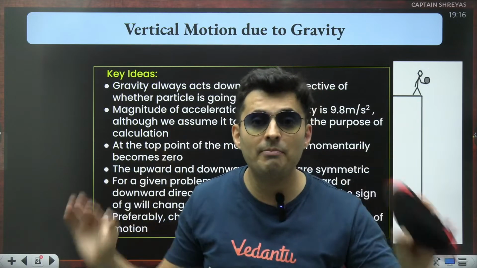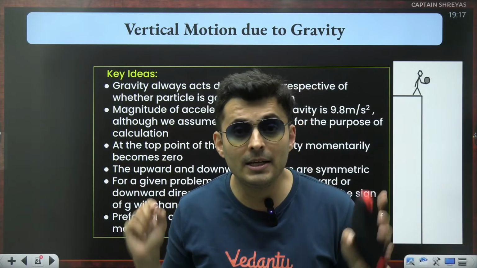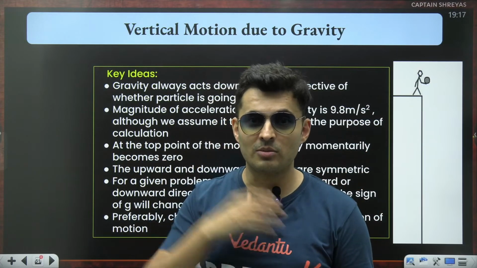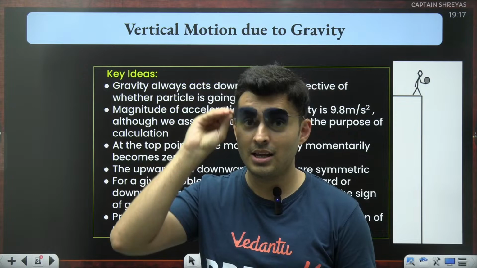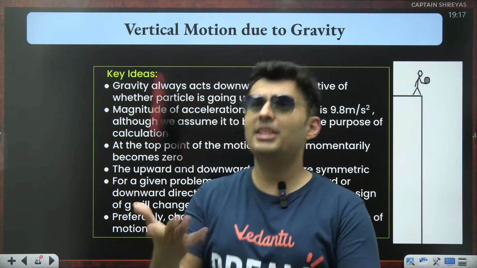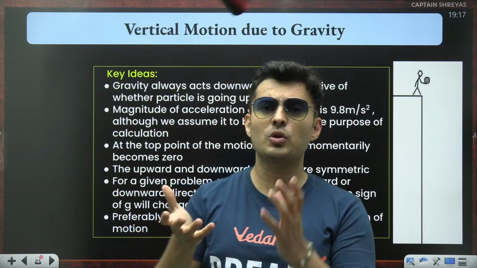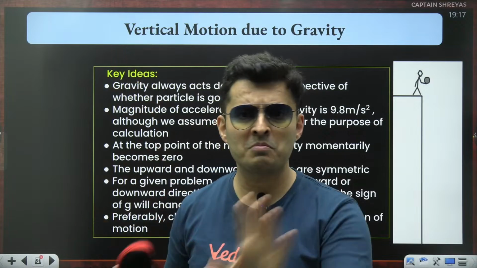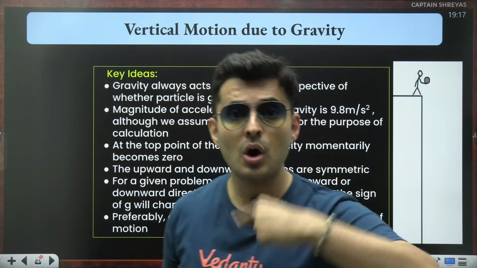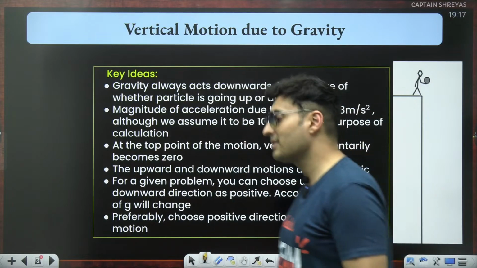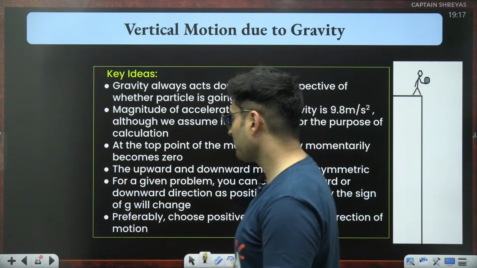It does not depend on the body. It depends on the observer. I'm the observer, right? So it depends on me, not on this thing which is being thrown. Whether it is going up or down, g value will not change. It depends on who is making those equations, who is observing it. I hope this is absolutely clear.